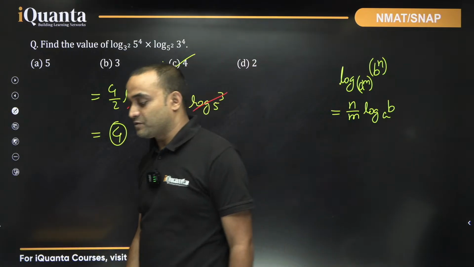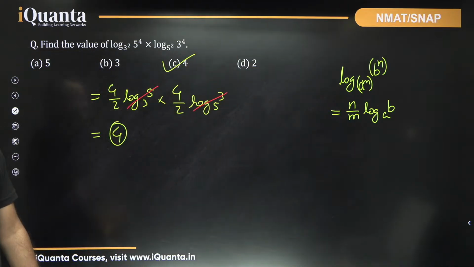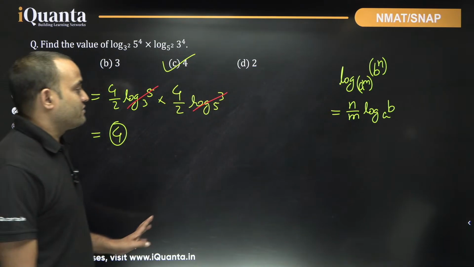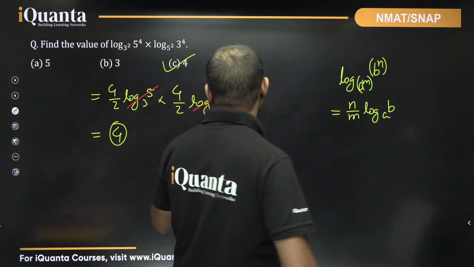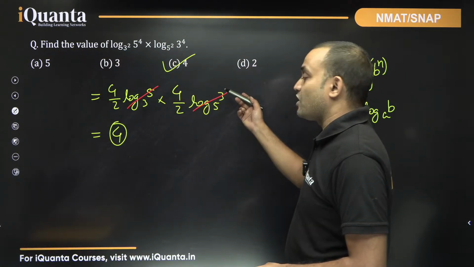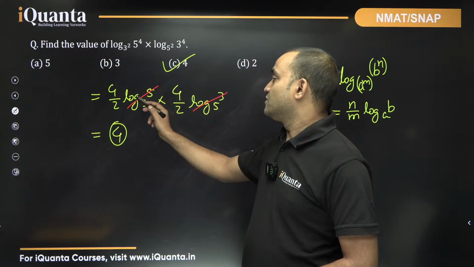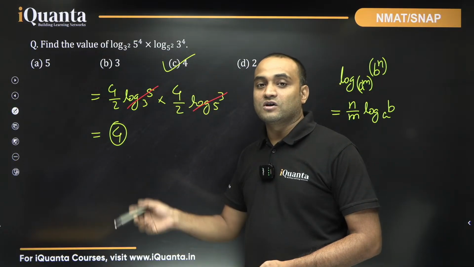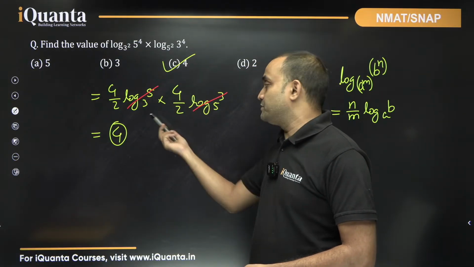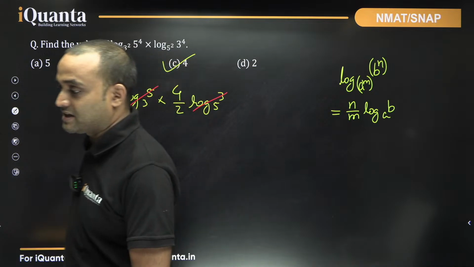So now these types of questions should be very easy for all of you. Still, if you have any doubts here, then let me know. This log 3 base 5 can be written as log 3 upon log 5. Log 5 base 3 can be written as log 5 upon log 3. So it will be cancelled out and you will get the answer as 1.